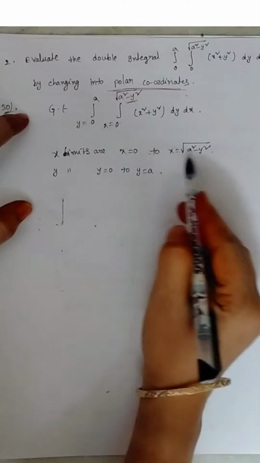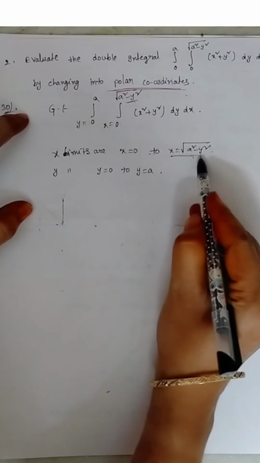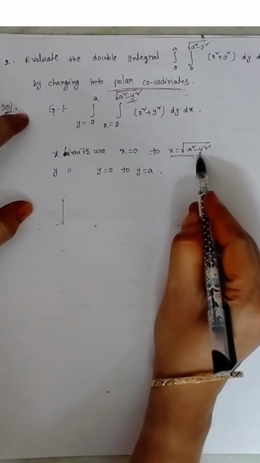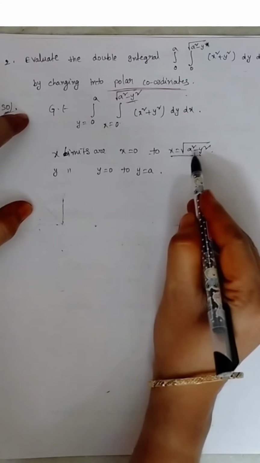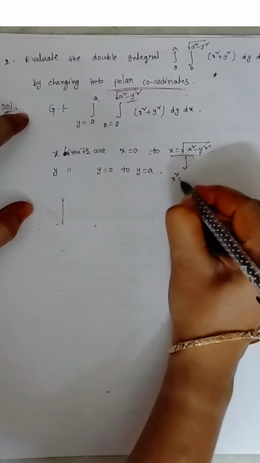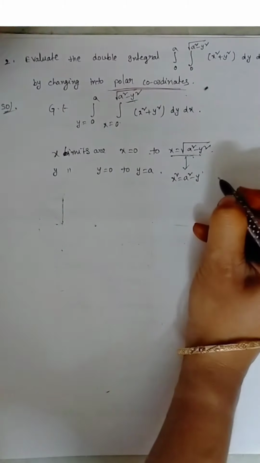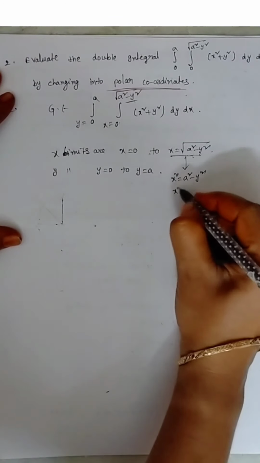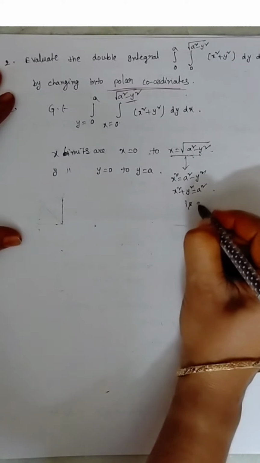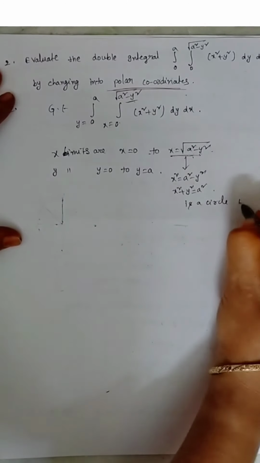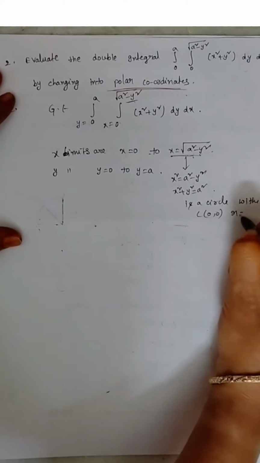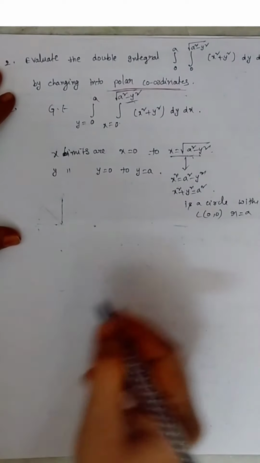If you observe these limits, one limit x equals to root of a square minus y square is in the form of square root of a square minus y square. It makes a circle. Squaring on both sides, x square plus y square equals to a square, is a circle with center 0, 0 and radius equals to a.